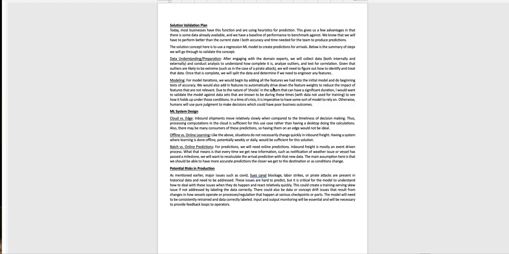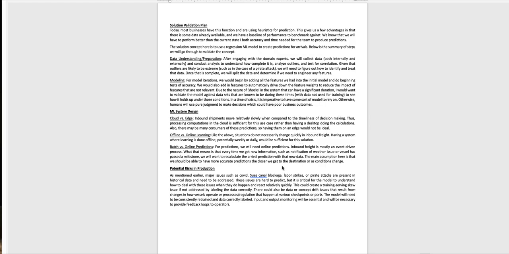From a system design perspective, when looking at cloud versus edge, this is clearly more of a cloud processing issue. Timeliness of decision making is relatively slow. From a computation perspective, doing this in the cloud would definitely be sufficient and doesn't need to be done on a device. Offline versus online learning, having a system where learning is done offline, potentially weekly or daily, would be sufficient for this solution.